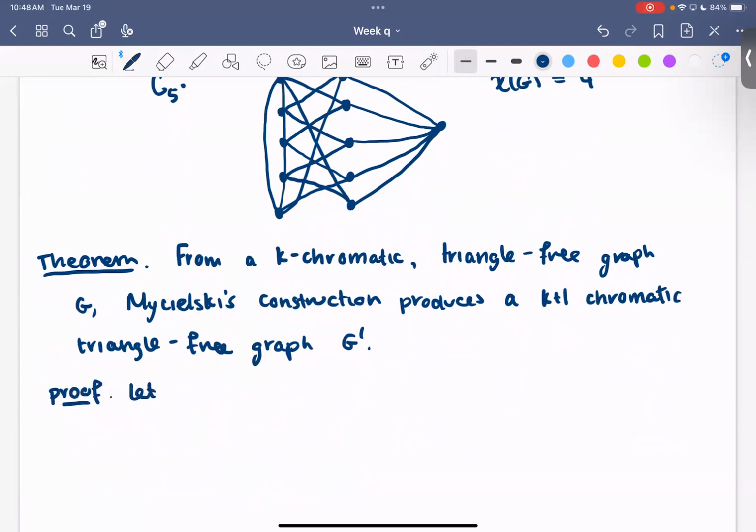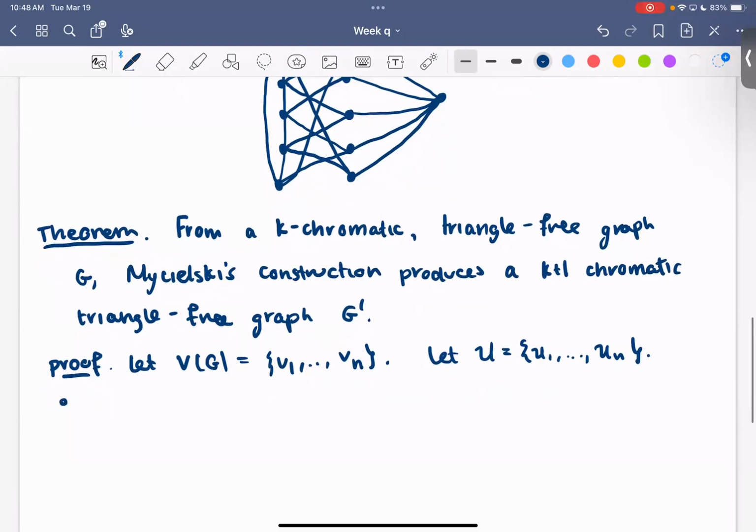Let's denote the vertices of G by v1 up to vn, and we'll let G prime be the graph produced from it by the construction, with vertices labeled the same way as we did in the definition. And I'm going to denote by large U just the set of the u sub i vertices. Okay, so first of all, why is G prime triangle free? Let's see why that's true.